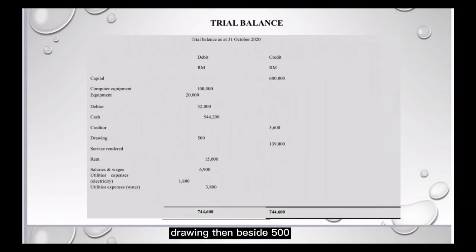Drawing debit side 500. Service rendered credit side 139,000. Rent 15,000 debit side. Salaries and wages debit side 6,900. Utilities expenses electricity and utilities expenses water debit side 1,800, 3,800. The both side, debit and credit side, is 744,600.